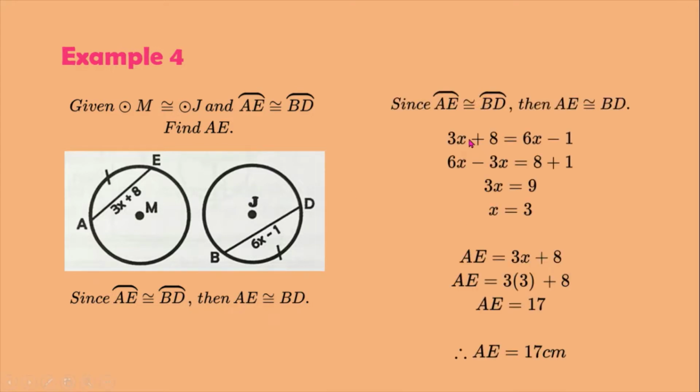Since that is the case, we're just going to equate this equation and this one. That's 3x plus 8 is equal to 6x minus 1. And it will become 6x minus 3x, which is 3x, and 8 plus 1, which is 9. Divide both sides by 3, then it will become 3. The value of x is 3. Since we are looking for the AE, we will use this equation, 3x plus 8. Since we find the value of x, which is 3, we just need to substitute this x to 3x plus 8. Then it will become 3 times 3 is 9 plus 8 is 17. Therefore, this chord AE measures 17 centimeter.